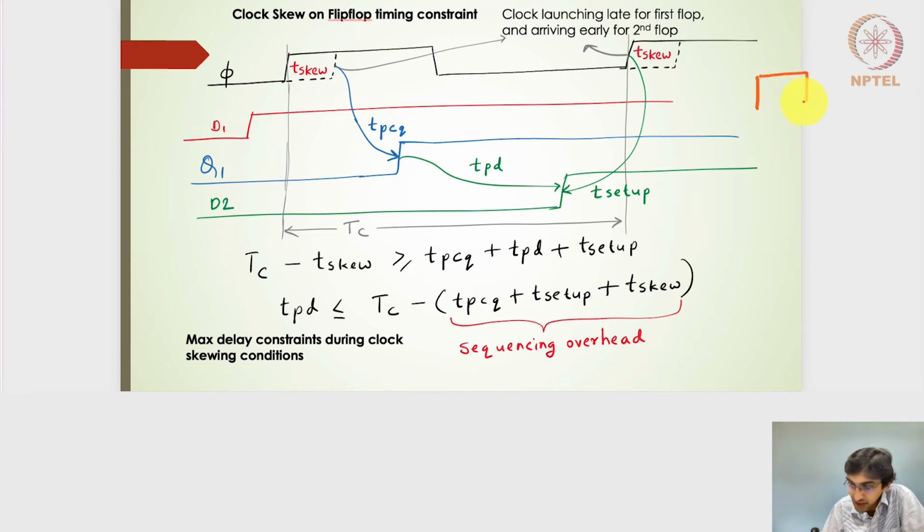So we have flop number 1 connected to the combinatorial circuit, and then that goes to flop number 2. And then we have the clock, which is kind of generated. Remember that flop number 1 has a delayed clock, flop number 2 also has a delayed clock, or it could be very near to the clock. So what do we do?